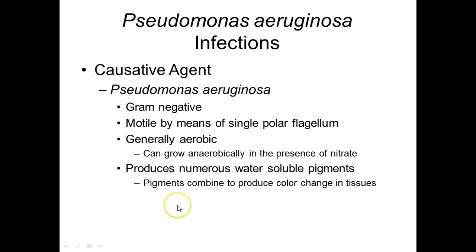Definitely not something to mess around with. This is a gram-negative bacteria, as we saw in the other picture. It is motile by a single polar flagella. It generally grows aerobically, right? So in the presence of oxygen, but it can grow anaerobically in the presence of nitrate because it's using that as its electron acceptor. So mostly in the soil, it's growing anaerobically.